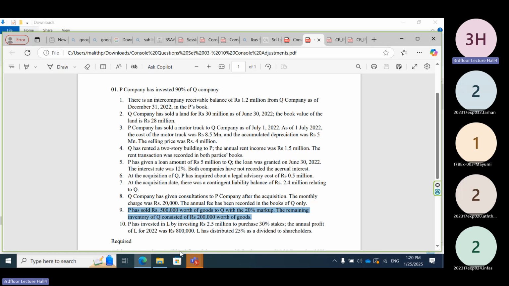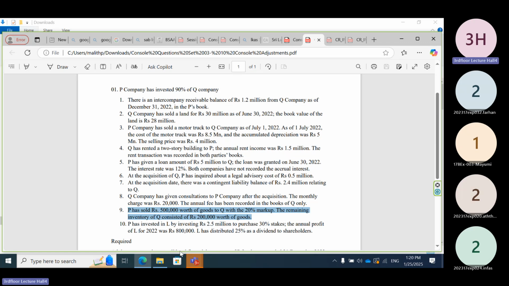He has sold 500,000 worth of goods. And here it clearly says 20% markup. What do you mean by that? 20% markup.